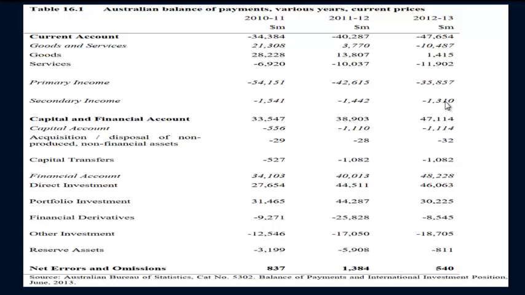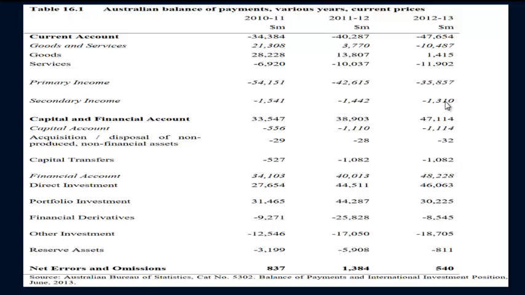Net figure was 21,000. Primary income means that if an Australian earns money from an outside source, like he's a consultant to the government of Pakistan, then that is counted as primary income for Australia. This is the pluses, and for minuses, if Australia pays money to outsiders, that is counted as a negative, and so the net primary income is minus 54,000, which means that Australia paid a lot of money to foreigners for their services.